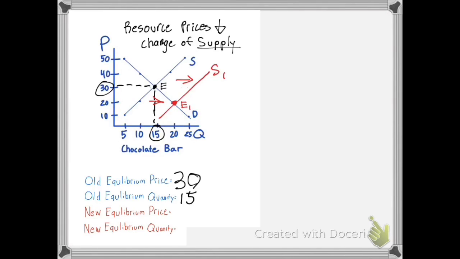And now with the new equilibrium, we also have a new equilibrium price and equilibrium quantity. So let's go find those two. Let's start off with the equilibrium quantity. We look down, we get the number, it's 20. And to get the price, we look to the left, and it is 20. There you go.